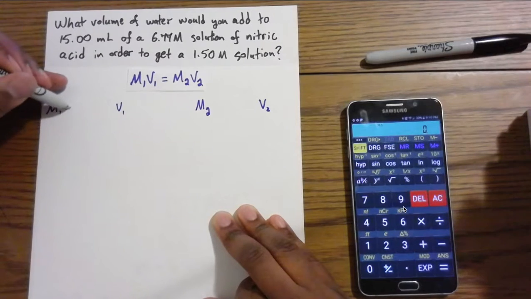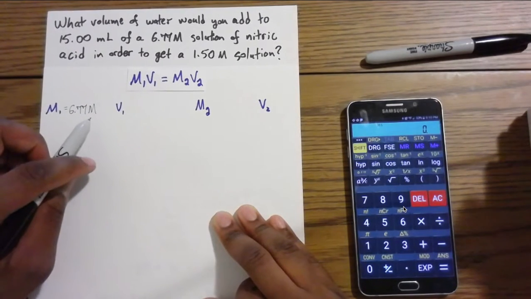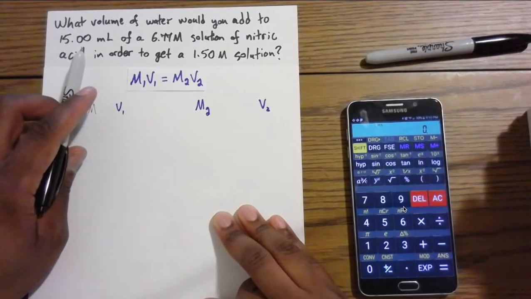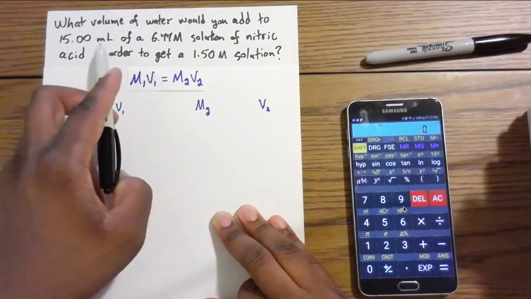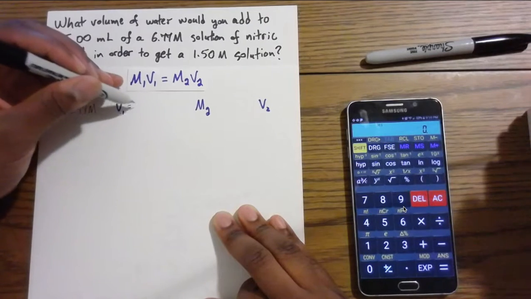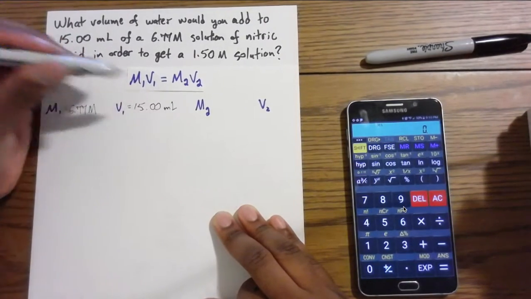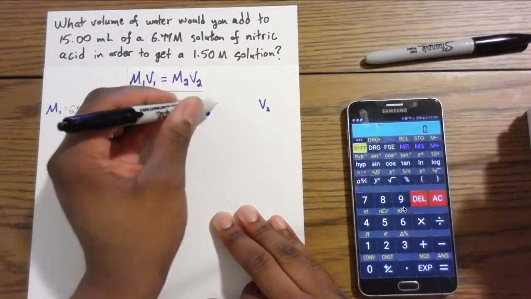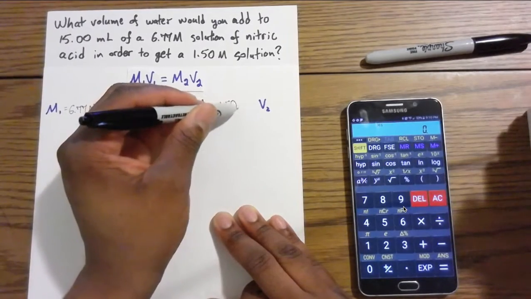Now, my M1, my initial molarity, is the 6.77 molar solution. So M1 equals 6.77 molar concentration. My V1 is 15 milliliters, because it's asking what volume of water would you add to 15 milliliters. So my initial volume must be 15 milliliters. Now my final concentration, M2, is 1.5 molar, 1.50 molar.